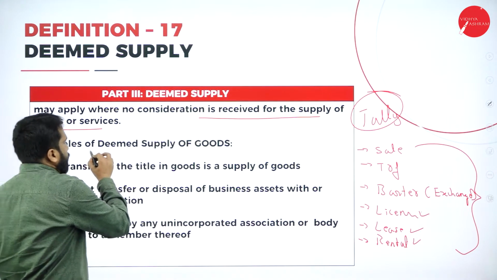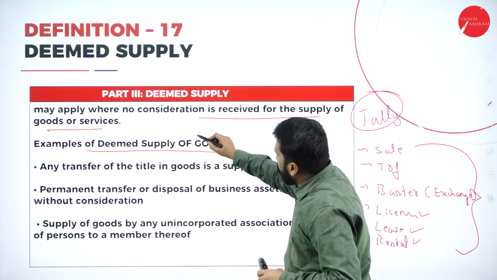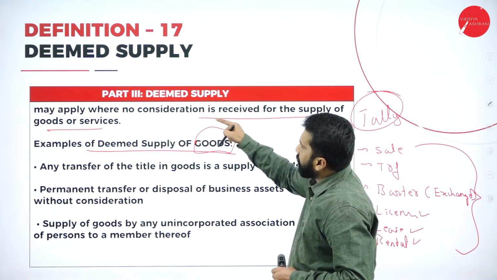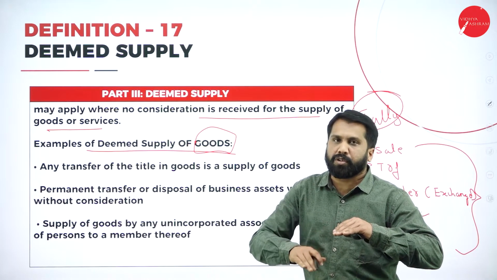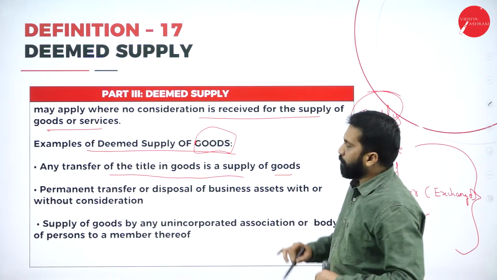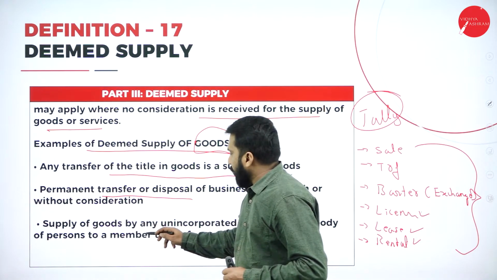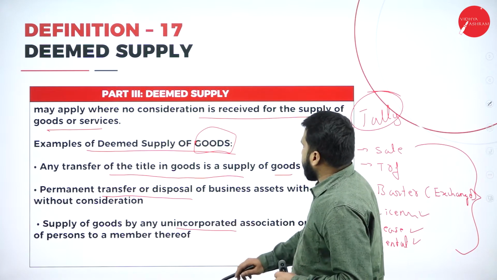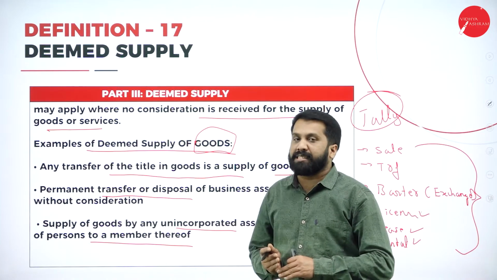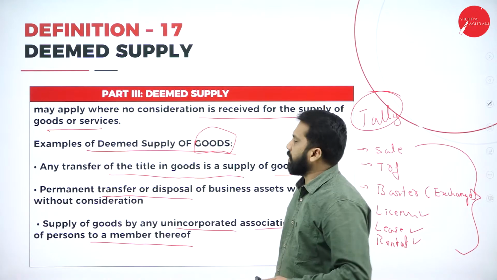Next, examples of deemed supply of goods. Remember, I am talking about only goods. We have services also. Right now, we are talking about deemed supply examples for goods. Any transfer of title of goods is supply of goods. First one, permanent transfer. Second one, supply of any goods by an unincorporated association or body of persons to a member thereof. These are the things that come under deemed supply of goods. Hope you are clear.